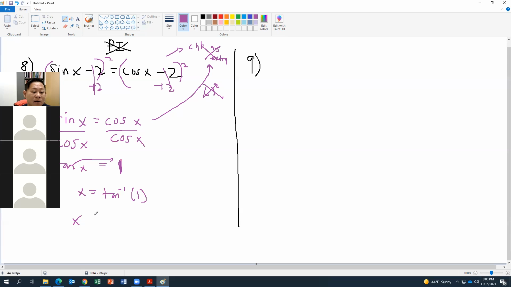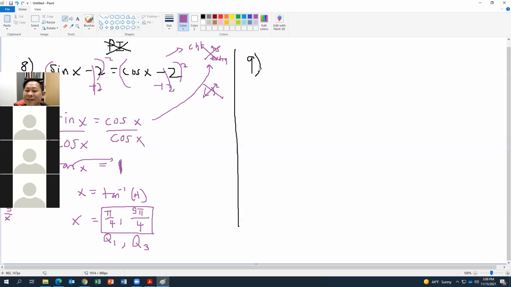Can someone tell me what angle gives us 1 for tangent? Quadrant 1. In your unit circle, you're looking for y over x. Pi over 4. And what other quadrant is also positive for tangent? 3. And what is pi over 4 in quadrant 3 if you look at your unit circle? 5 pi over 4. So this is your answer here. When you check it, it's going to work. You don't have any extraneous solutions.